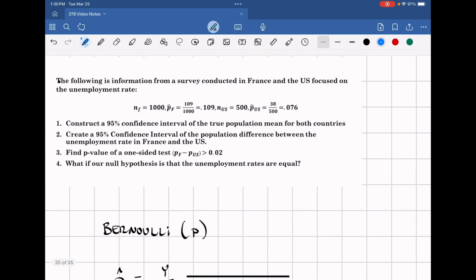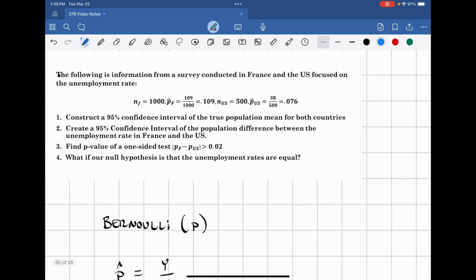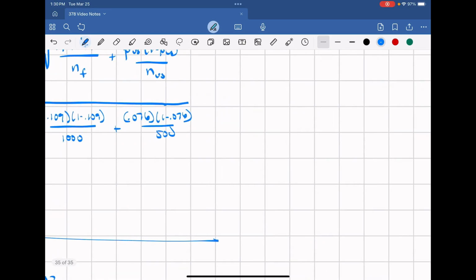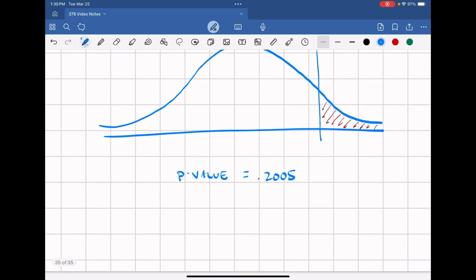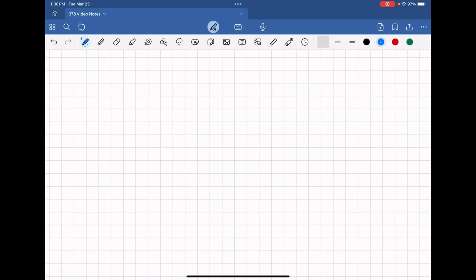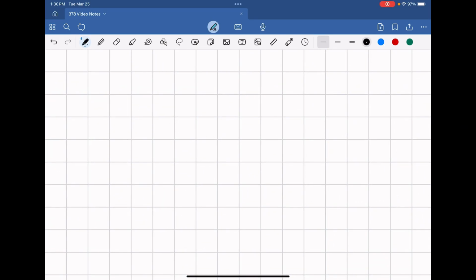Now let's go to the last one. Question 4. What if our null hypothesis is that the unemployment rates are equal? So let's go ahead and write this null hypothesis. Let's grab a new page for this one. Our null hypothesis is that the proportion in France is equal to the unemployment rate proportion in the US. The alternative hypothesis is that they are not equal.